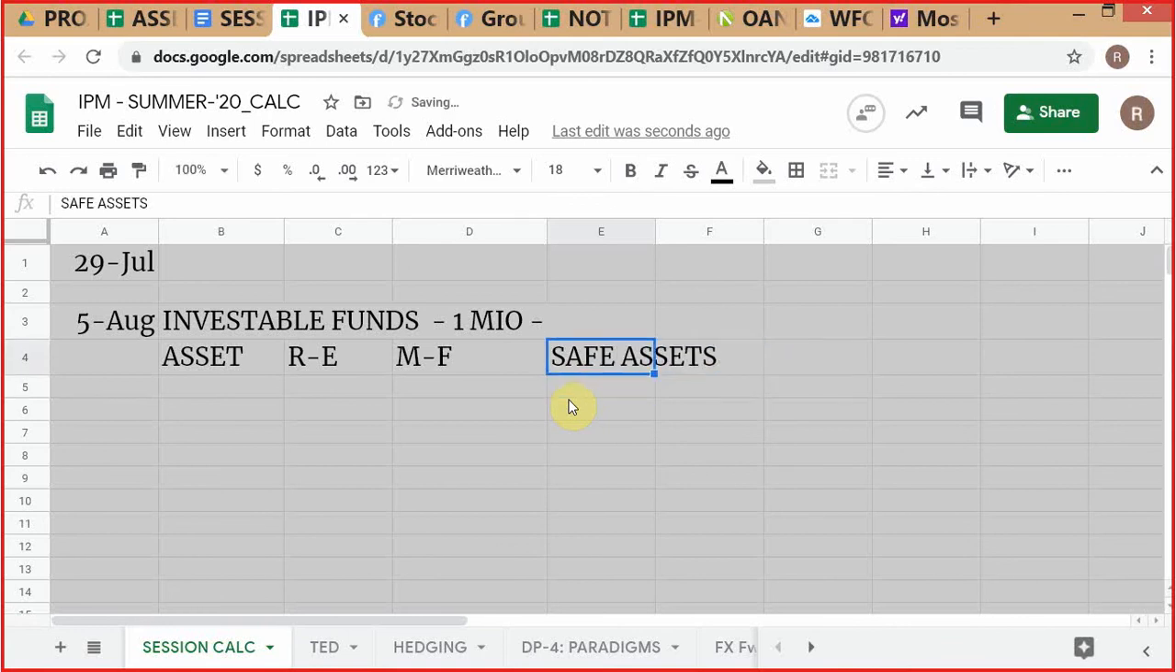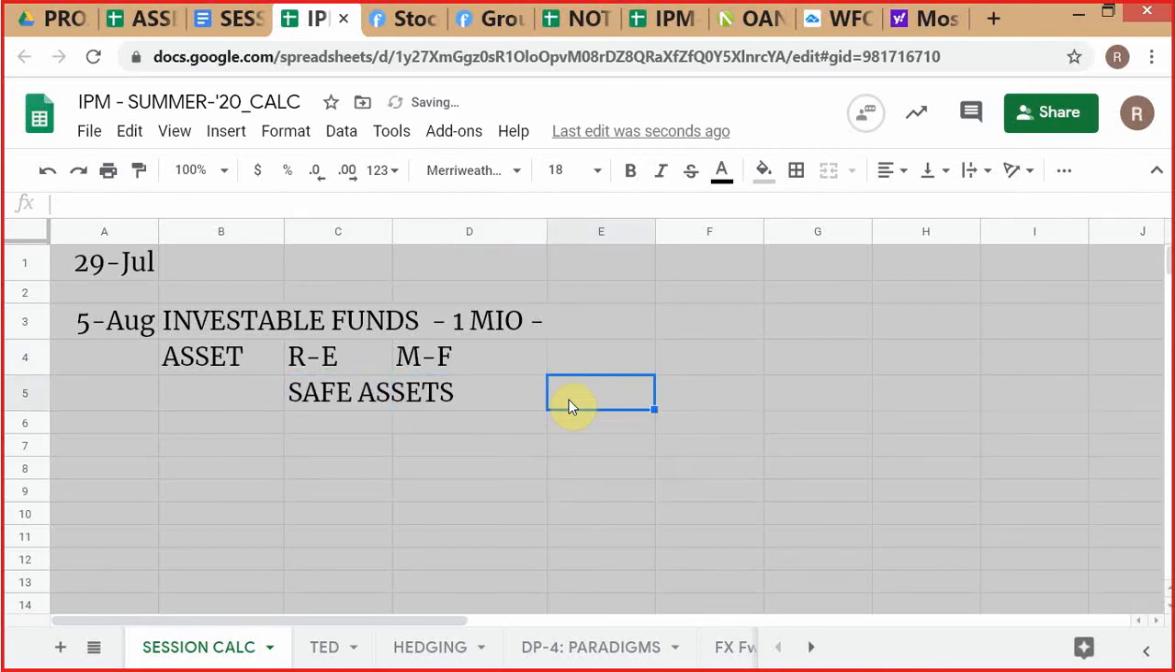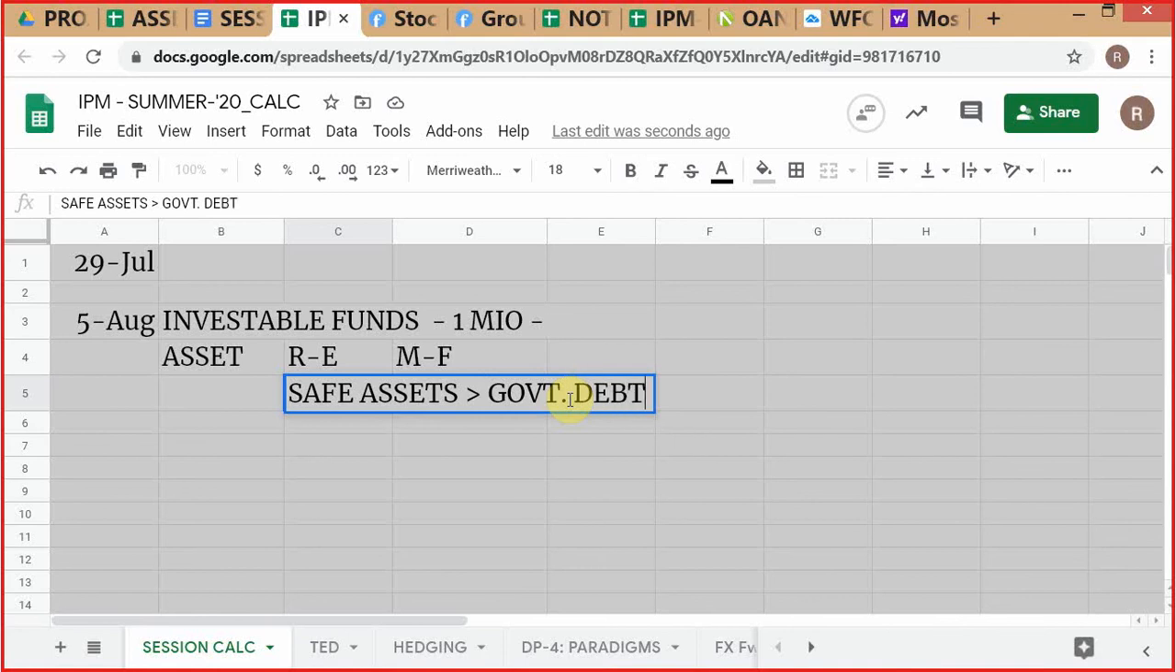Sir, first I'll invest in these bonds and debentures that are issued by government companies. Okay, and so safe assets, essentially, generally when we talk about safe assets in finance, we are talking about what we call sovereign fixed debt. Government debt, okay? Yes, sir, government debt. Okay, all right. Then anything else?